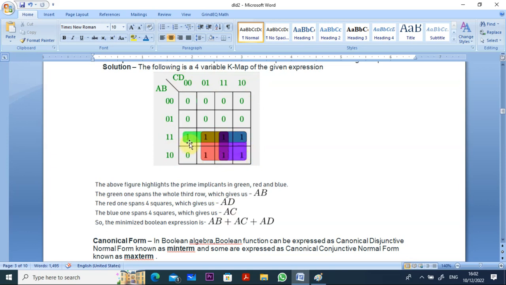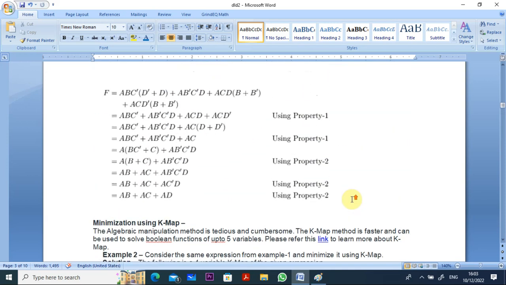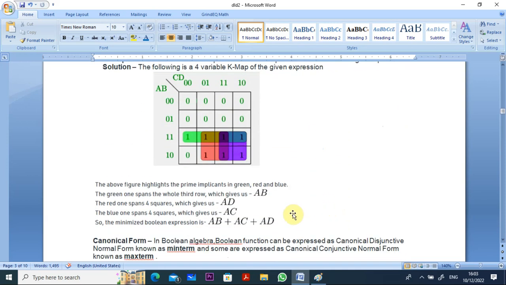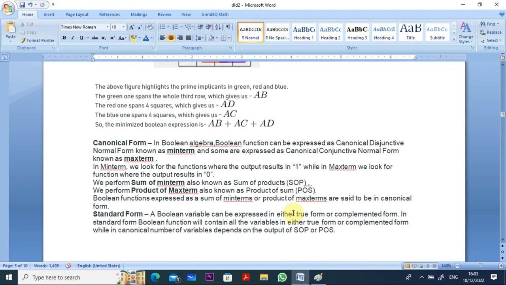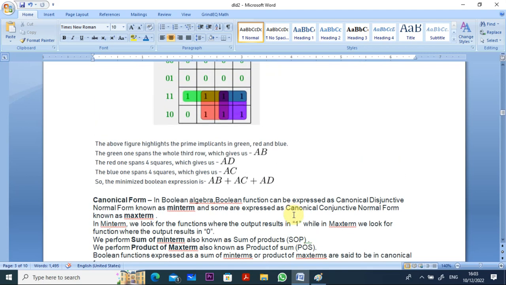But if you take the green color, it is the entire 4. Here, what is the common in 4? No common is there, but here only 1 is available. That means only AB will be there. Then what we do? Just add up all the things, that is AB plus AD plus AC. So the minimized Boolean expression is AB plus AC plus AD. So what we have done using this Boolean function, the same thing we are able to do using this K map. So this is all about today's class.